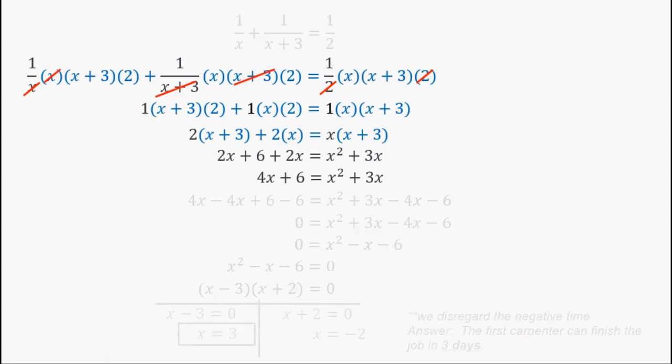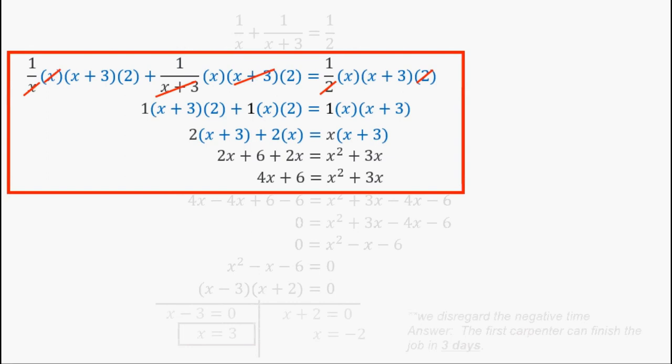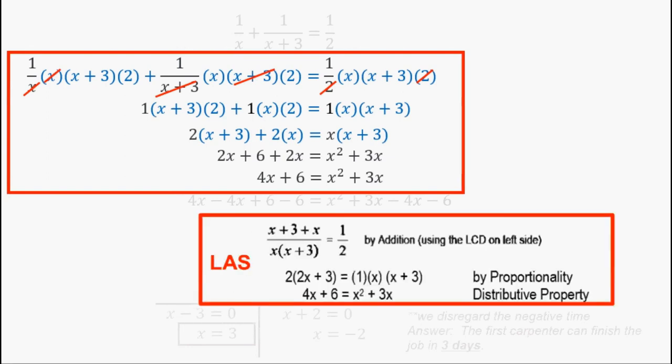Ma'am, may question po ako. Bakit po sa last, iba po yung solution? Ganito po.